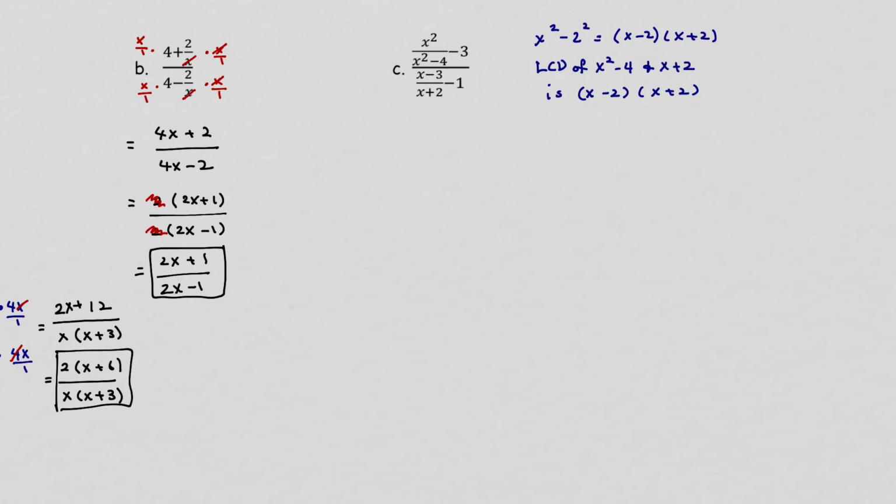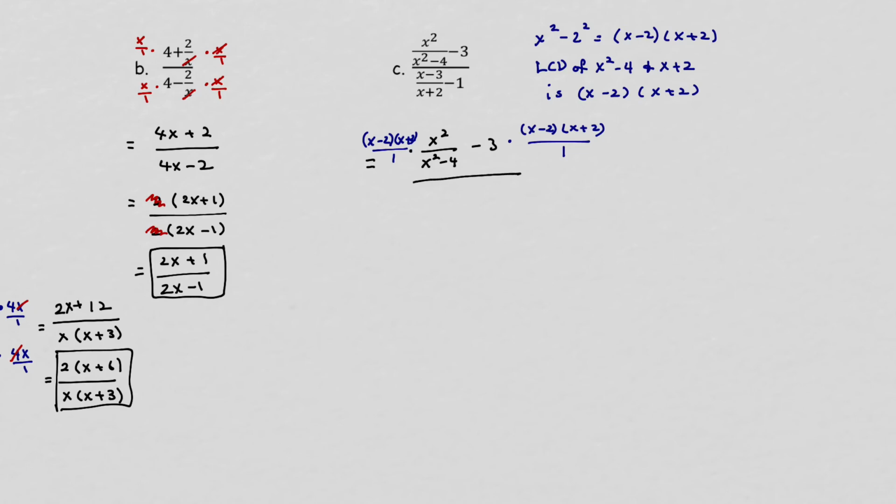So let me write all that here. You have x squared over x squared minus 4, but then you're going to multiply this by the least common denominator, which is x minus 2 times x plus 2 over 1. And then minus 3, you're also multiplying by x minus 2 times x plus 2 over 1. And that's what you're doing just to the numerator.